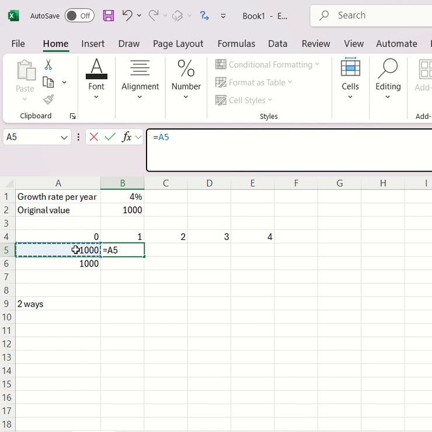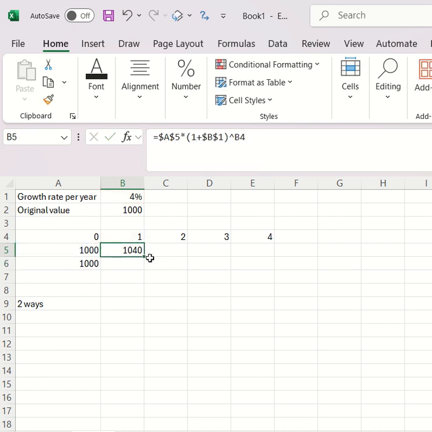And I will press F4, and we have the asterisk, that is for multiply, and we have 1 plus the interest rate or the growth rate per year. And I will press F4, to the power of the year. And that's the first way.